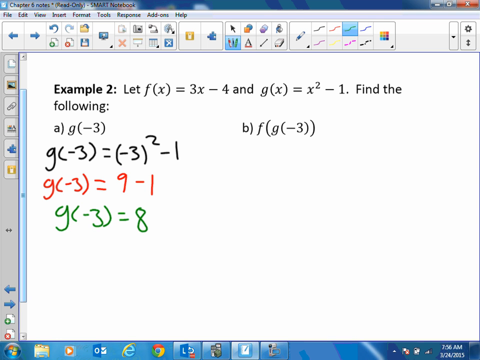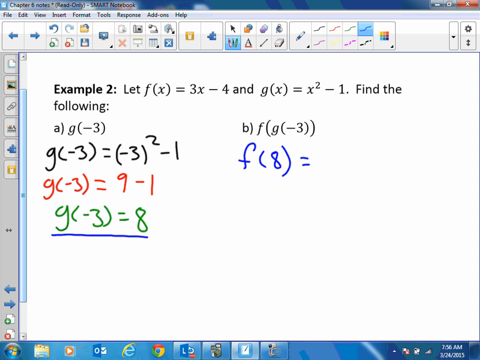Now, if you look at the other one, part B is f of g of negative 3. Okay, well, we already know what g of negative 3 is, right? g of negative 3 equals 8. So what I can do is plug in 8 for g of negative 3 and just make it f of 8. So that's what I'm going to do here. Since I already know that g of negative 3 equals 8, I can do f of 8.